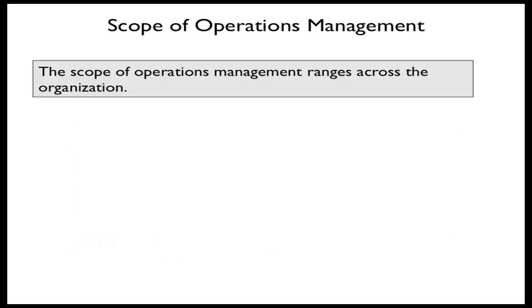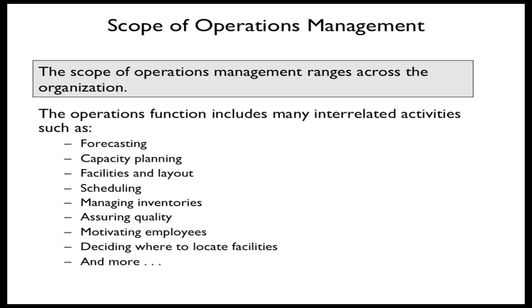So this is the scope of operations management. Operations management runs across the organization. It includes a bunch of interrelated activities, and we're going to go through all of these in detail in this course: forecasting, capacity planning, facilities and layout, scheduling, managing inventories, assuring quality, motivating customers, deciding the location for facilities, and more and more. So it's a very broad topic.